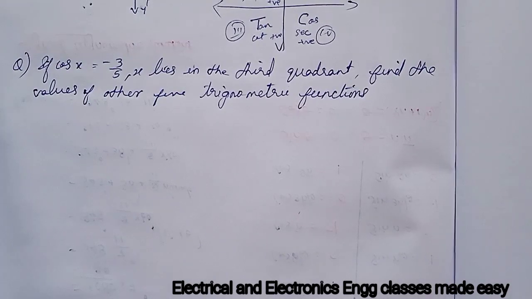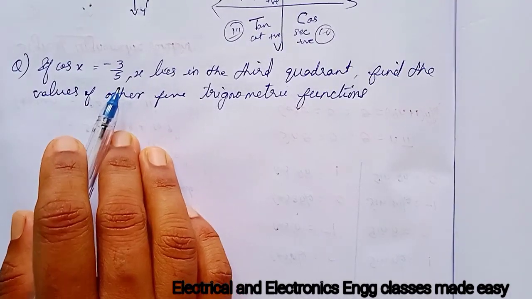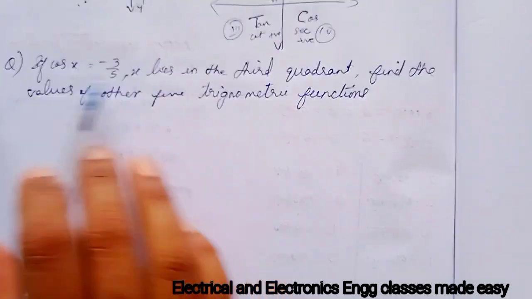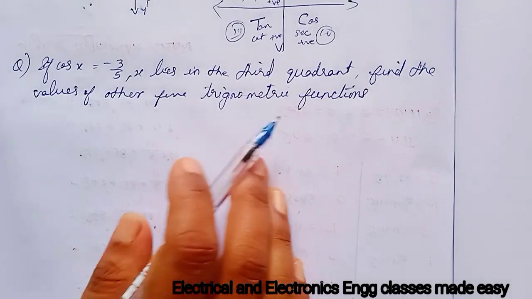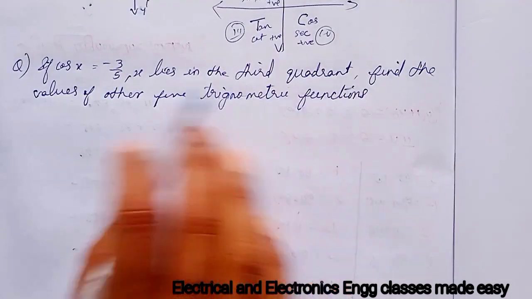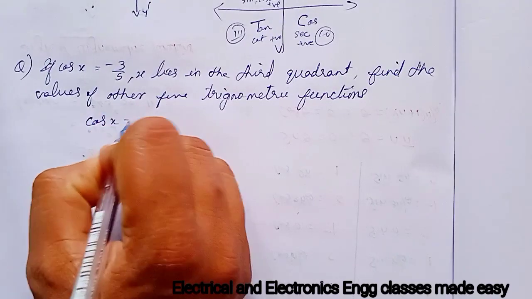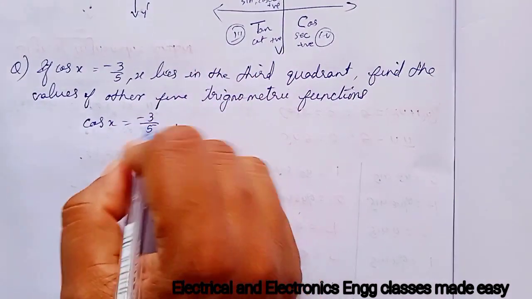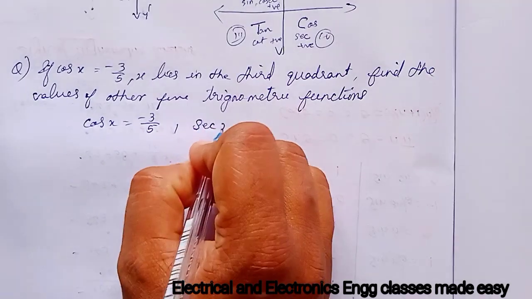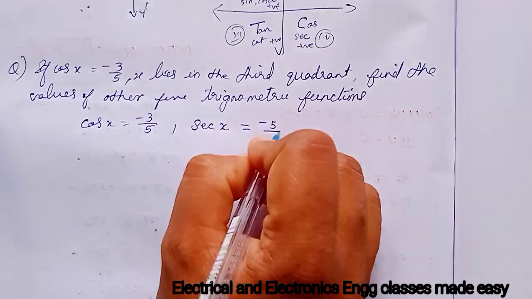Let us do a problem. If cos x is equal to minus 3 divided by 5, and x lies in the third quadrant, then find the values of the other 5 trigonometric functions. So here cos x is given as minus 3 divided by 5. So we can write its reciprocal, sec x, is equal to minus 5 divided by 3.